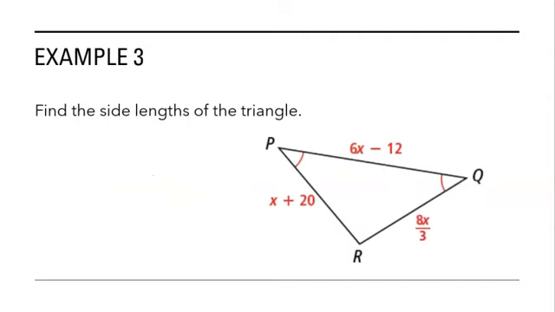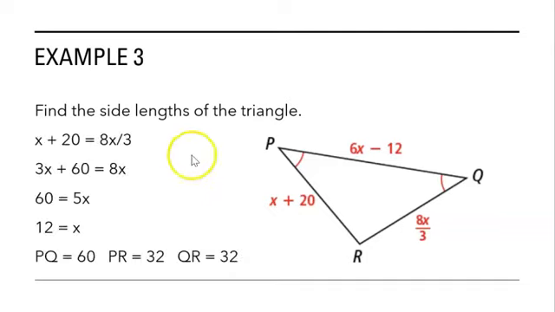In example 3, we're asked to find the side lengths of the triangle. Now, I would encourage you to pause this video, try the question, and then hit play to see if you're right. Remember, you're applying the converse of the isosceles triangle theorem. I noticed that angle P and angle Q are congruent. So I know that the sides across from them, x plus 20 and 8x over 3, are equal to each other. So I made an equation.